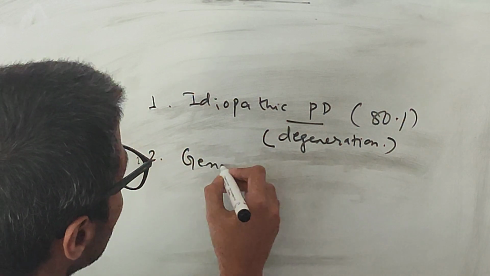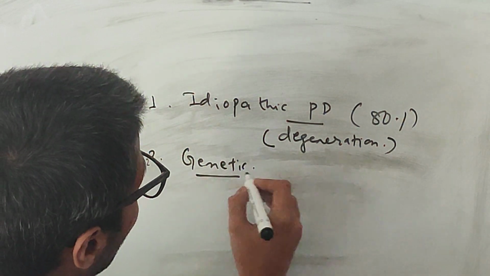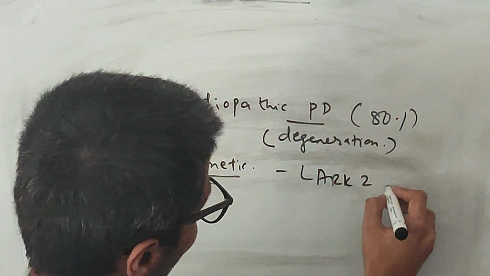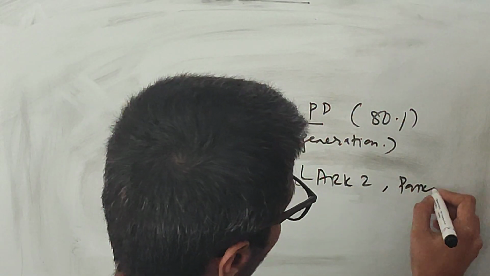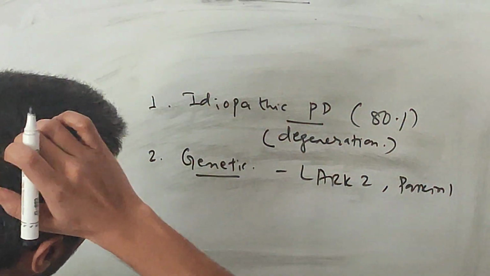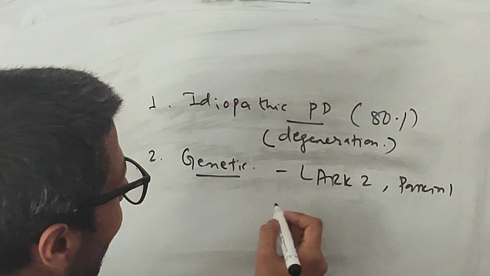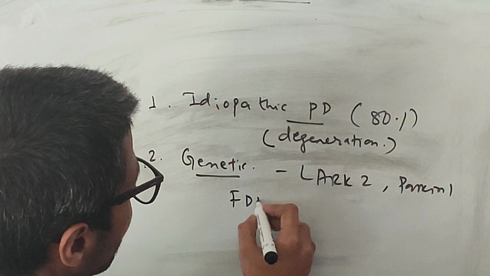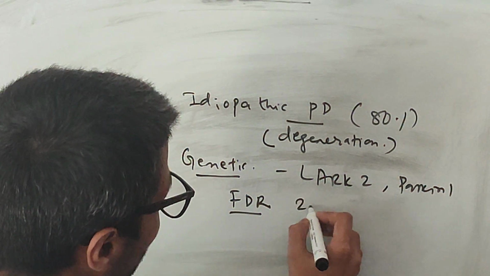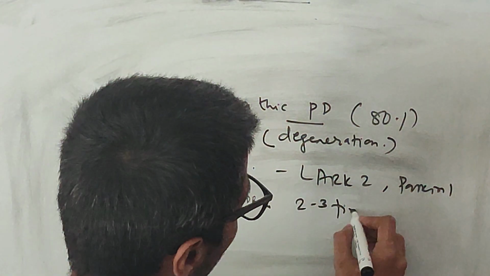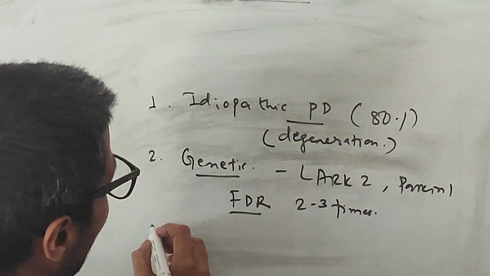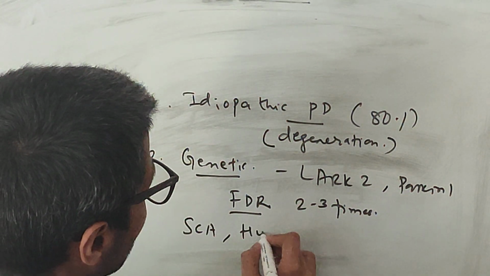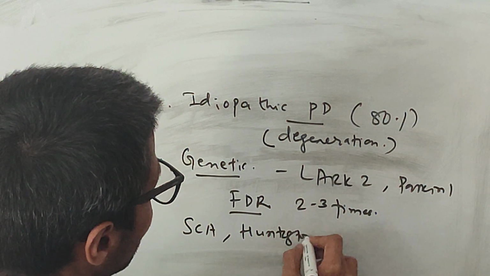Second is genetic cause. If associated with the LRRK2 gene or Parkin gene, then a person is more susceptible to Parkinson's disease. And patients with a first degree relative with Parkinson's disease have 2 to 3 times more likelihood of having Parkinson's disease. Other genetic causes include spinocerebellar ataxia and Huntington's chorea.